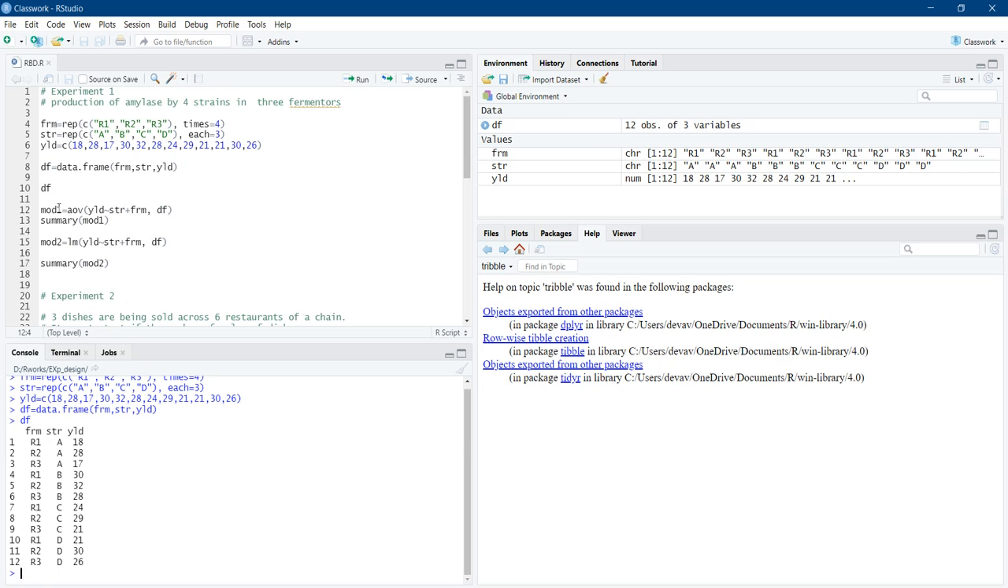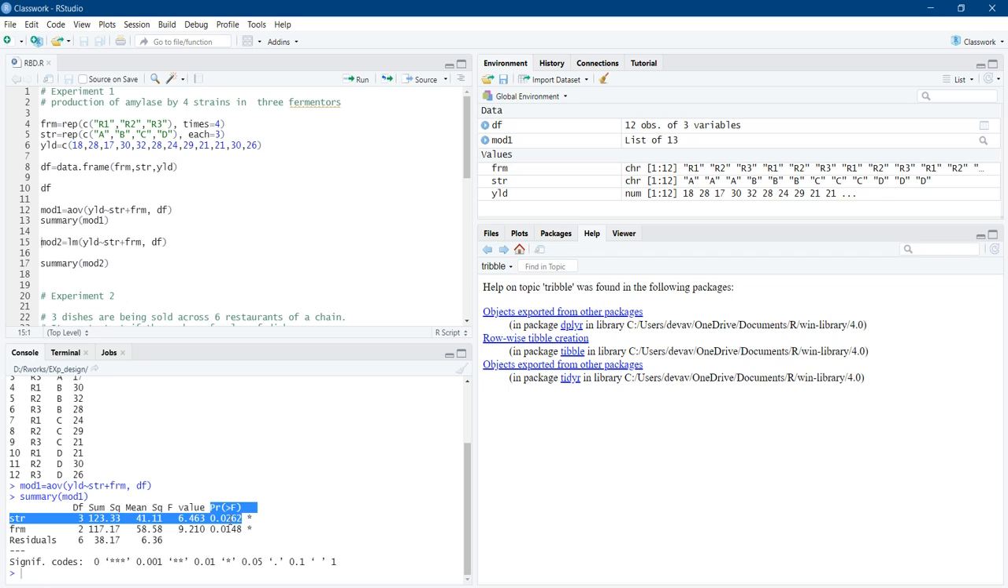We'll run this. Here we are interested in the probability. That probability is 0.02. This probability tells us that we can't accept the null hypothesis. We have to say that there is difference in individual strains. Then for fermenters also, we can see that p value is 0.01. Again, we cannot accept null hypothesis. We have to reject the null hypothesis, and by rejection of null hypothesis, we have to accept that there is difference in yield from different fermenters.